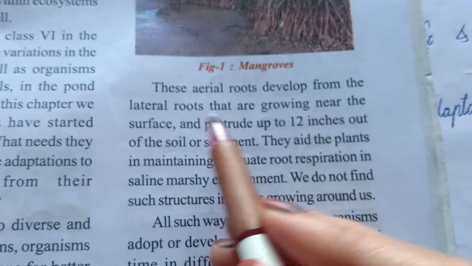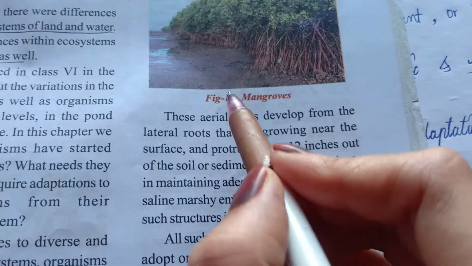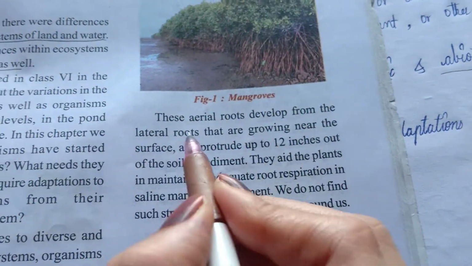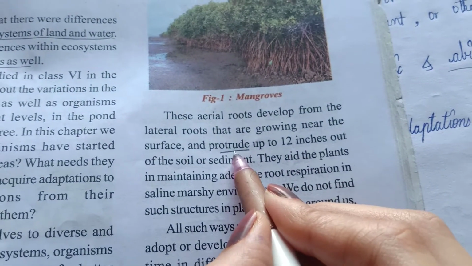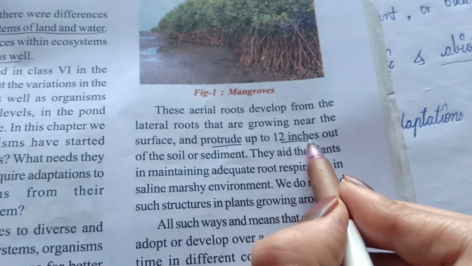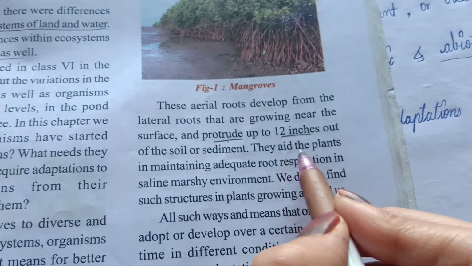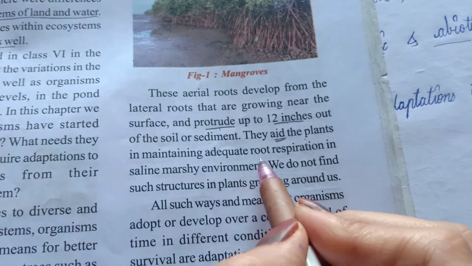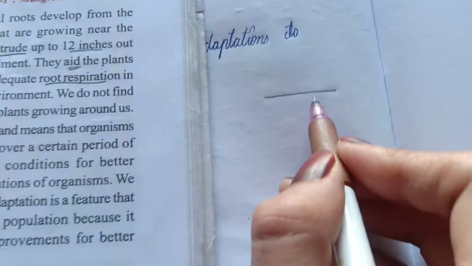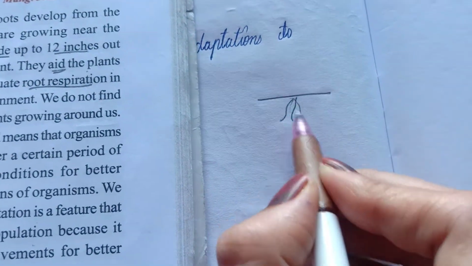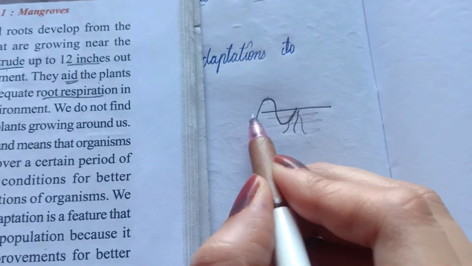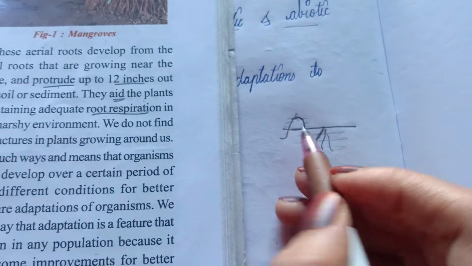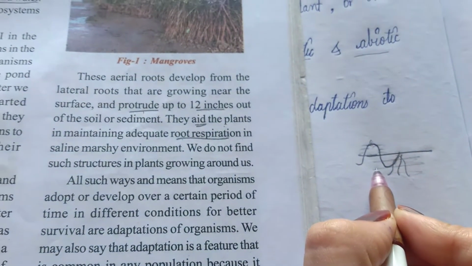The aerial roots develop from the lateral roots, in the sense the top roots coming out sideways. Lateral roots means sideways, and they grow outside and protrude up to 12 inches. Protrude means coming out, up to 12 inches from the soil or sediment. These roots help the plants maintain adequate root respiration. When the ground is wet, mangrove roots come out like this. At that time, these roots help in respiration, giving adequate root respiration in a saline, marshy environment.